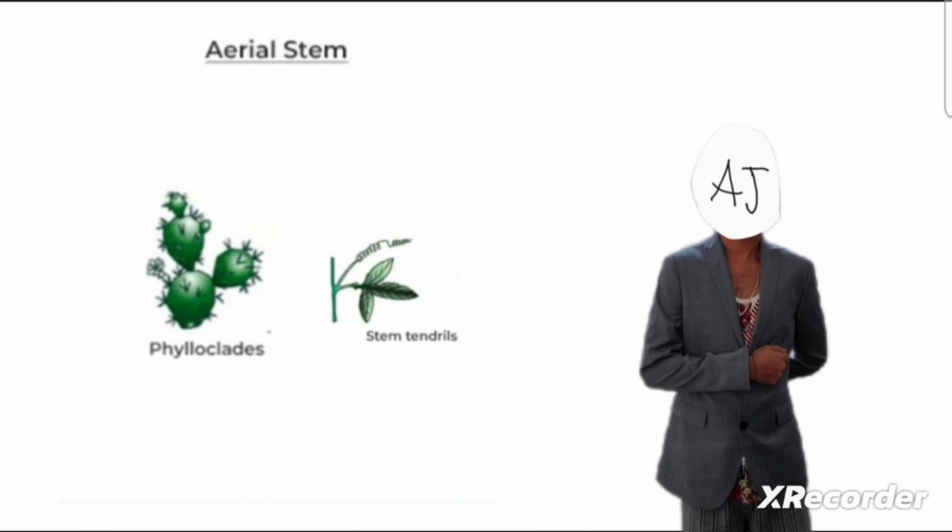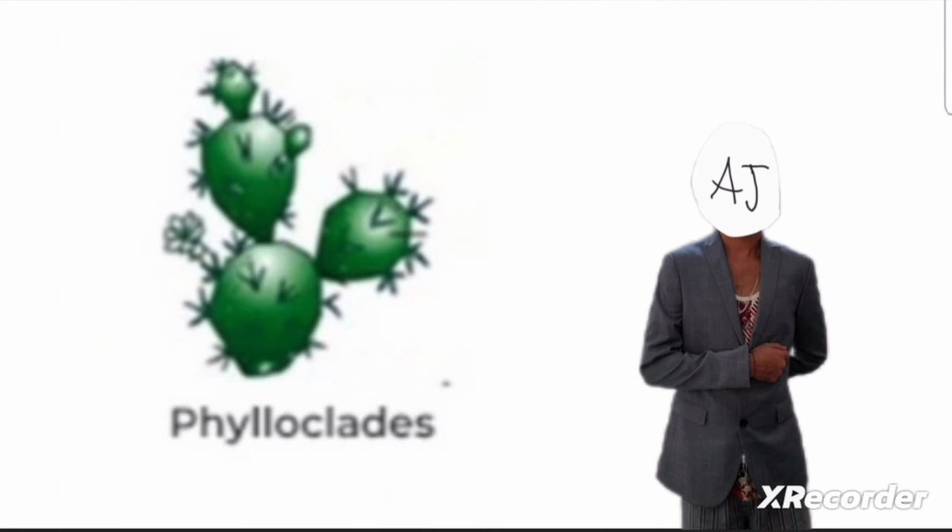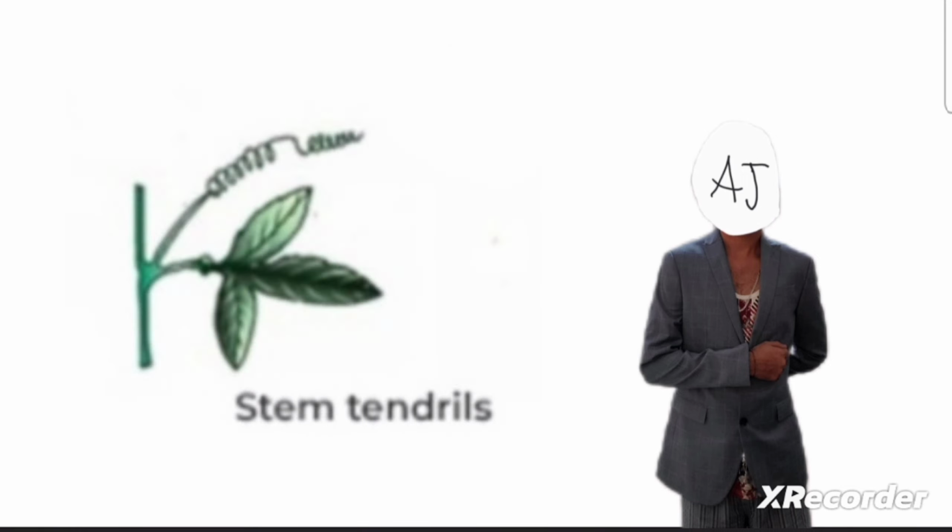Next, we have aerial stems. Aerial stems are types of stems that grow above the ground, horizontally. Examples of these are phylloclade stems and stem tendrils. Phylloclades are branches or stems that function as leaves and look like leaves as well. Tendrils are used by plants in order to grab on and suck nutrients out, or to grab on and climb onto other plants or other things.